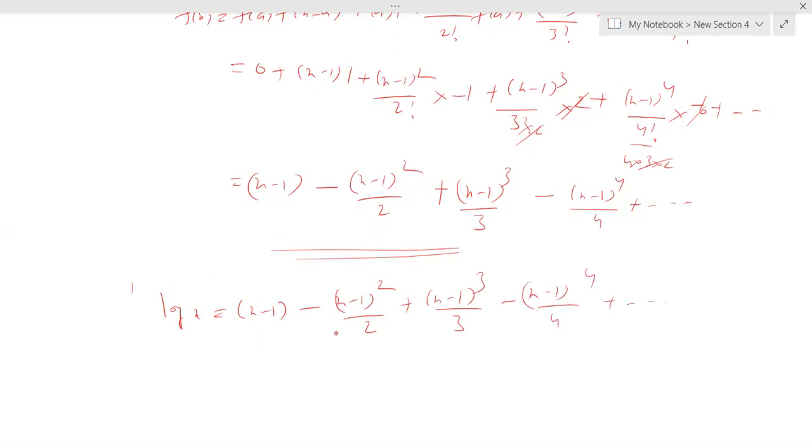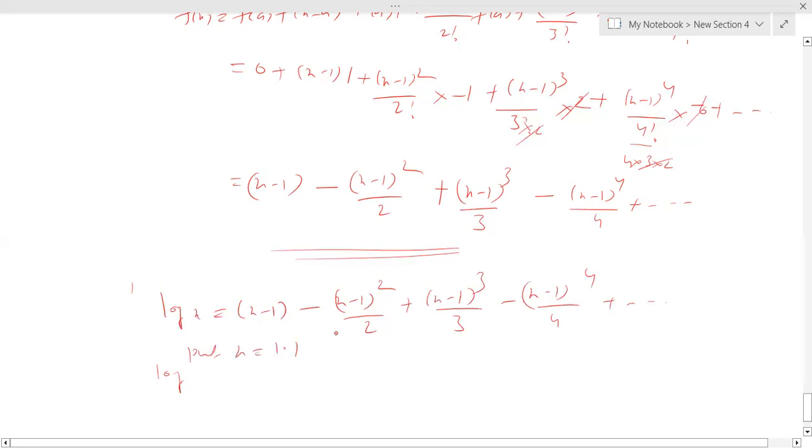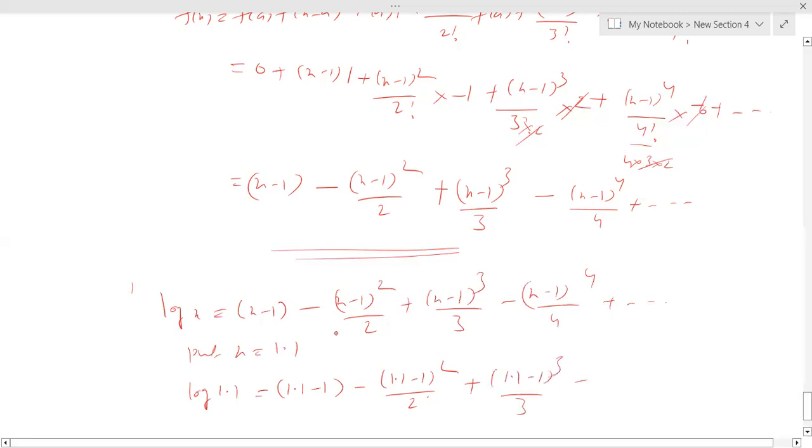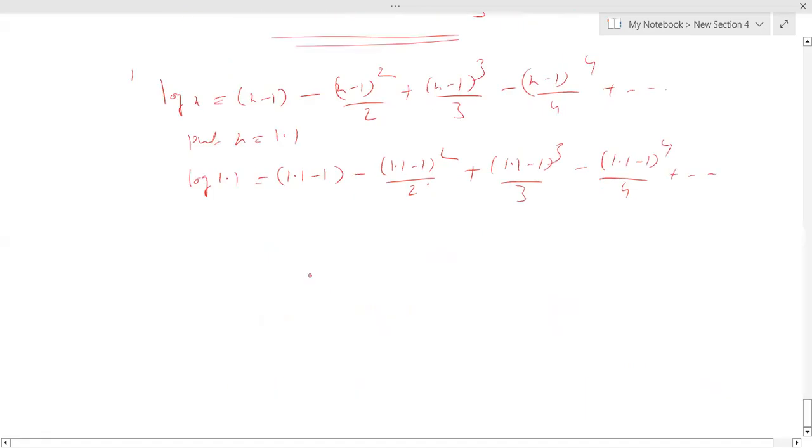Put x equal to 1.1. We get log 1.1 equal to 1.1 minus 1 minus 1.1 minus 1 whole square by 2 factorial 2, plus 1.1 minus 1 whole cube by 3 minus 1.1 minus 1 whole power 4 by 4 plus and so on. They asked in the problem up to 4 decimal places. That's why I am taking up to x power 4.